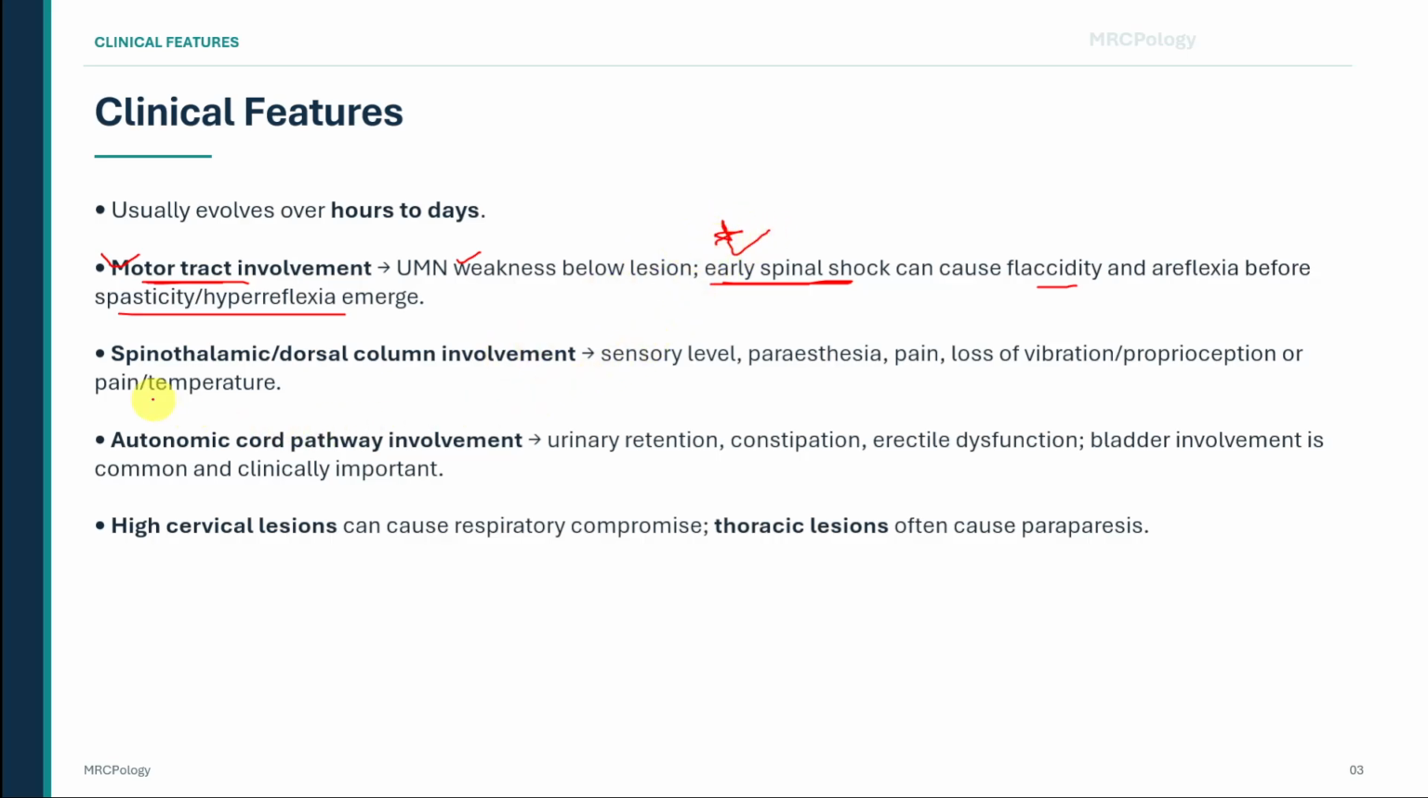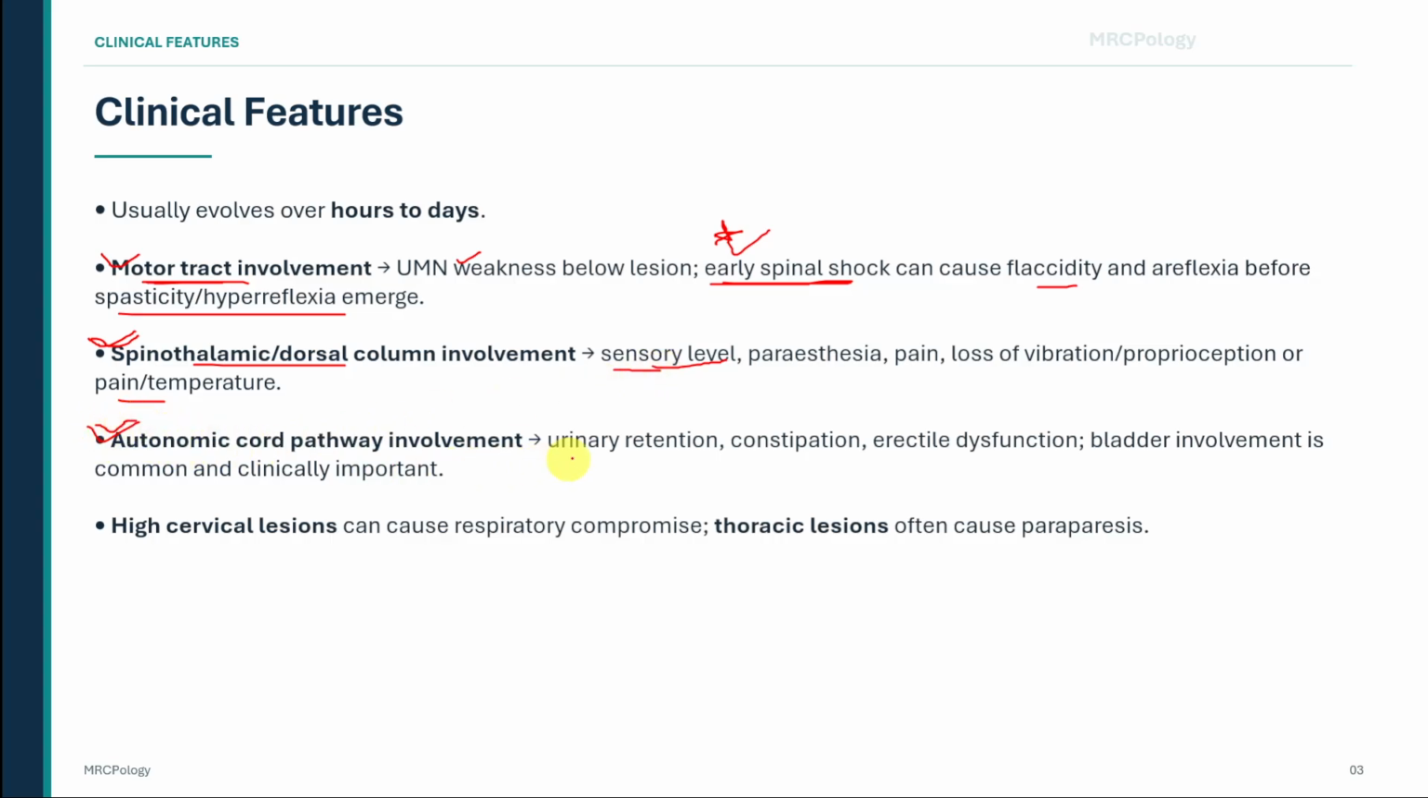The sensory pathway involvement affects the spinothalamic tracts and dorsal columns. Spinothalamic involvement causes impaired pain and temperature sensation. Dorsal column involvement causes loss of vibration and proprioception. Clinically, the key clue is a sensory level, because a clear level on the trunk or limbs localizes the problem to the spinal cord. Autonomic pathway involvement explains the bladder, bowel, and sexual dysfunction.